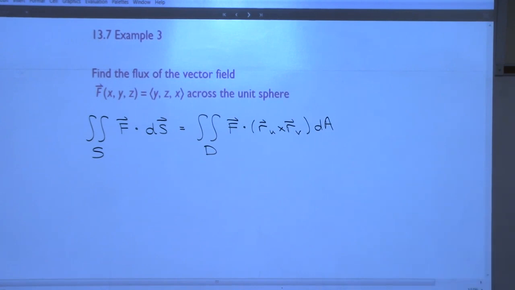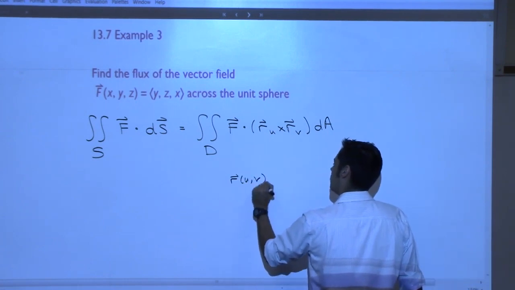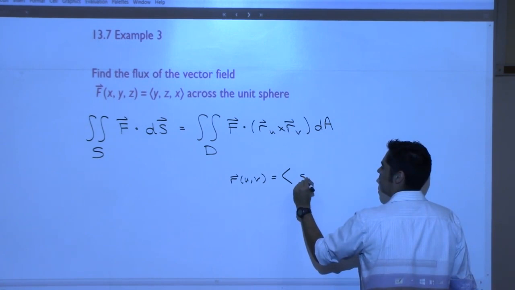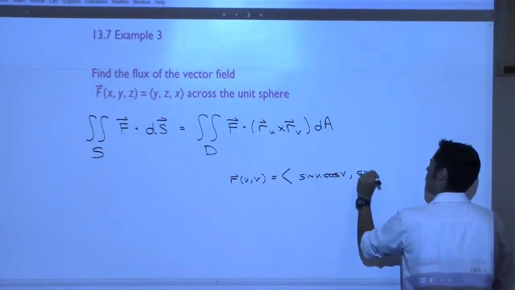Okay, R is the function that draws the surface. We've done this. This is a unit sphere, right? So what was R? Yeah, okay, let's go. Was it sine U, cosine V? Sine U, sine V.